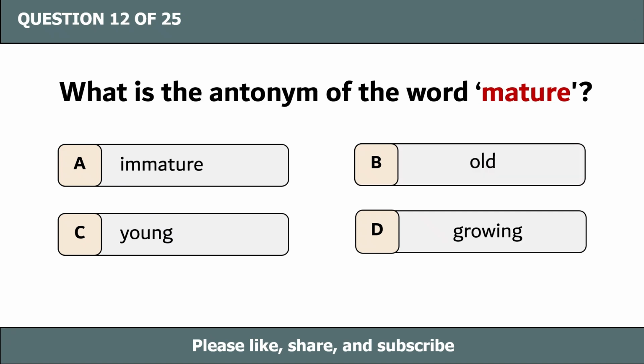Question 12. What is the antonym of the word mature? The correct option is A. Immature.